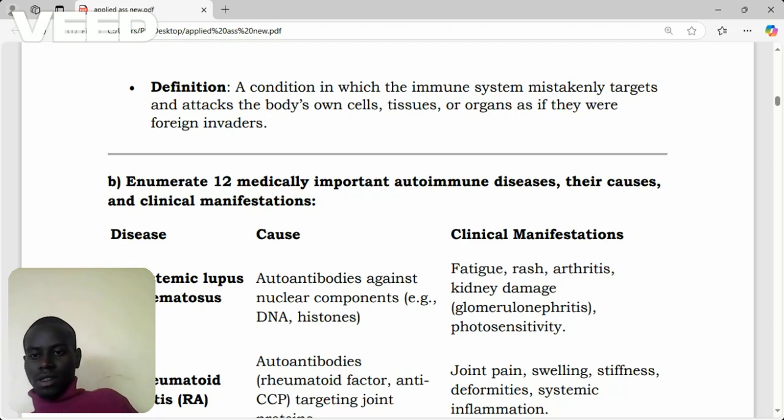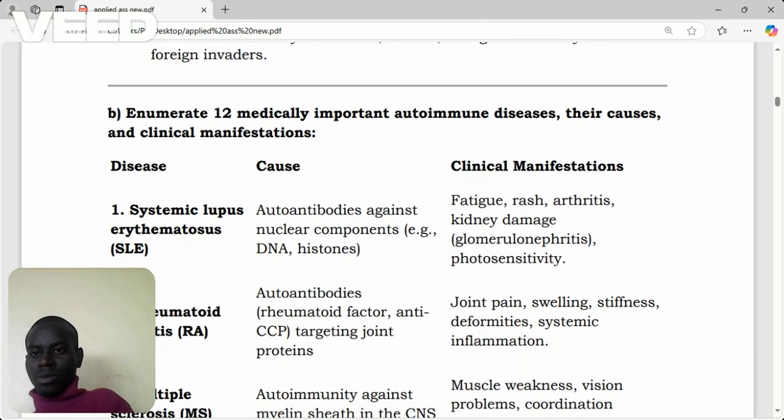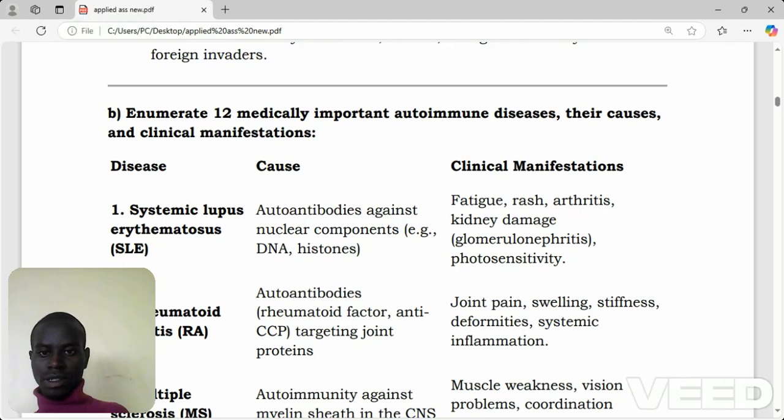First disease is systemic lupus erythematosus. This disease is caused by autoantibodies against nuclear components such as DNA and histones. Its clinical manifestations are fatigue, rash, kidney damage, or simply glomerulonephritis, and photosensitivity.